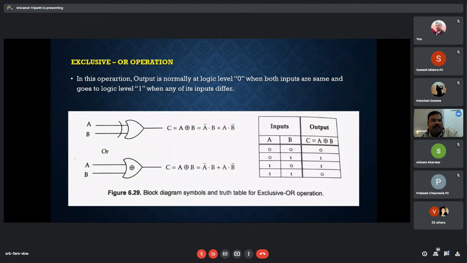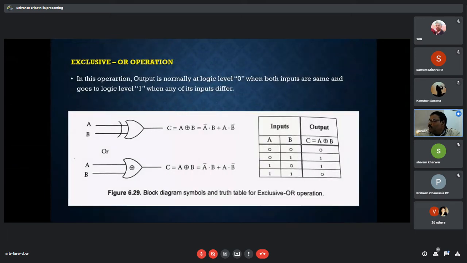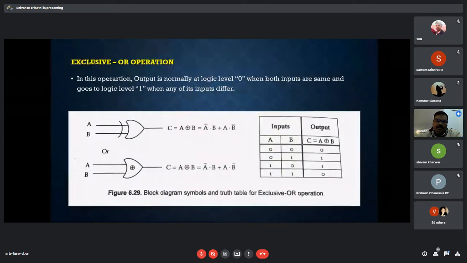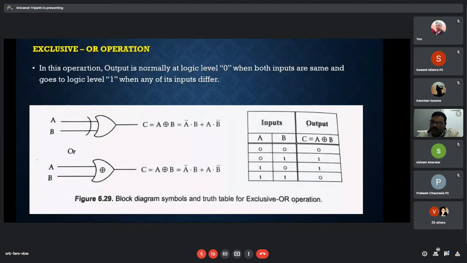Now these are two other operations which are based on the gates. Basically, it's an exclusive OR operation. In this operation, the output is normally at logic level 0 when both inputs are the same, and goes to logic level 1 when any input differs. Here you can see in the truth table, if both the inputs are 0, then the output will be 0. If any one of the inputs is 1, then the output will be 1. And if both inputs are true or 1, then the output will be false.